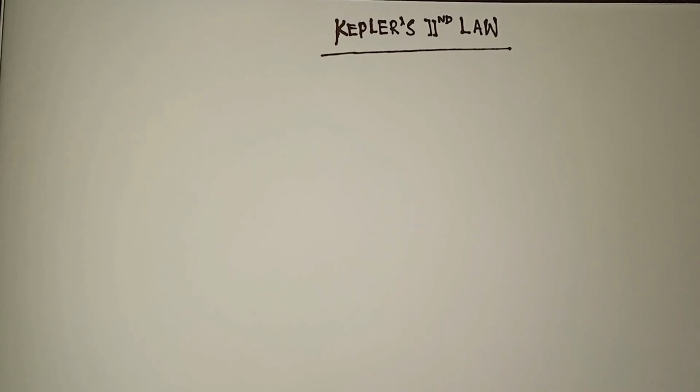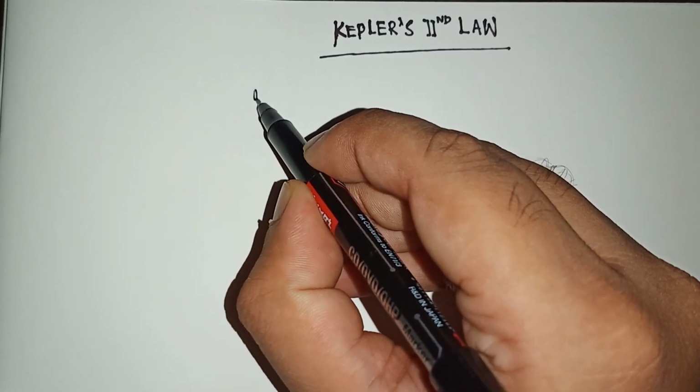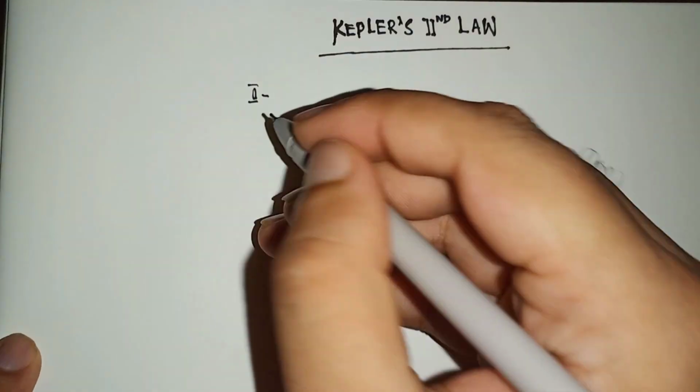Hello everyone. Welcome to this interesting video session on Kepler's second law. Today we are going to derive Kepler's second law. The second law is actually called the law of equal areas. Okay, law of equal areas.